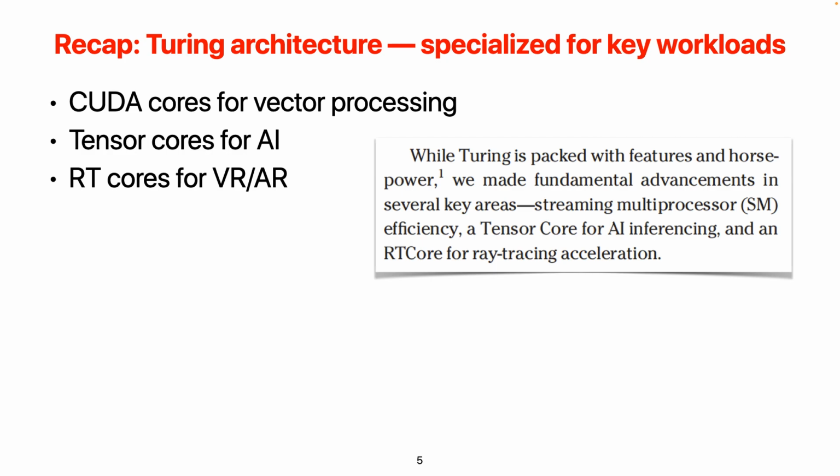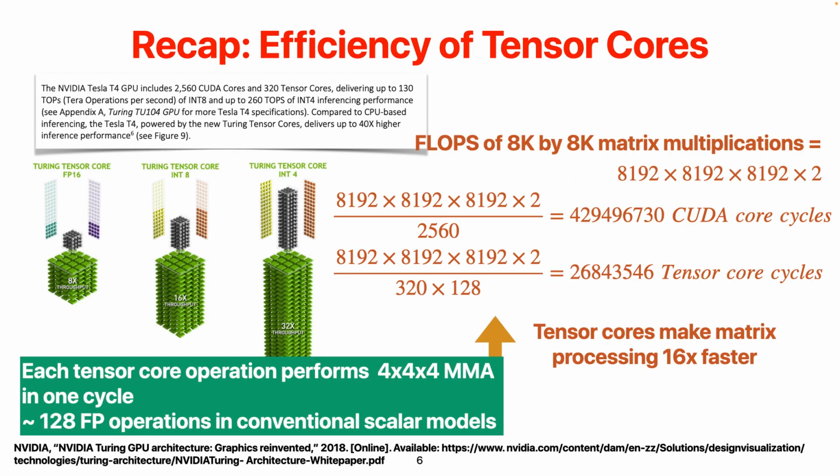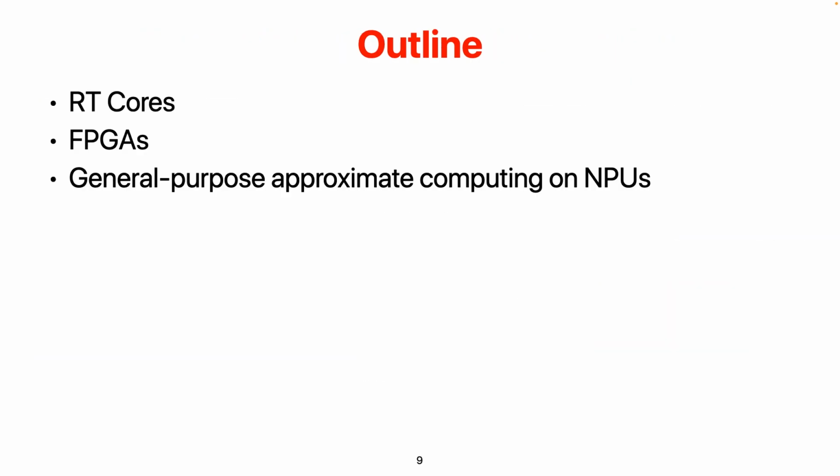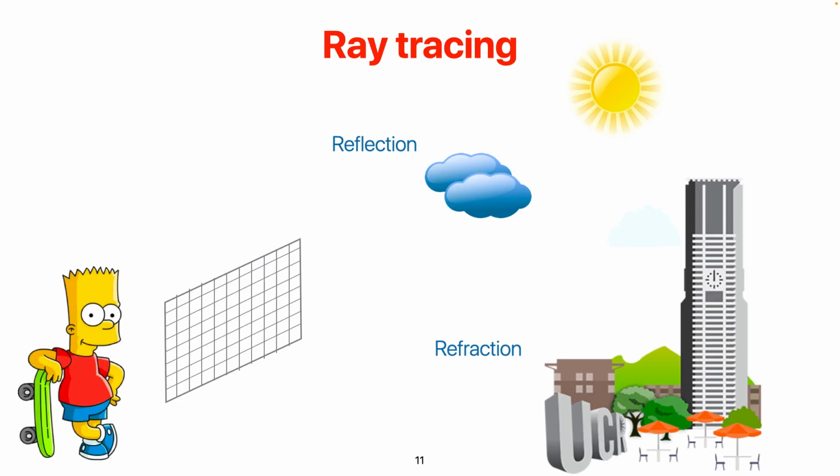Right, so reality is very important. And one important thing to support the reality is the ray tracing algorithm. Last lecture we talked about tensor cores, and now we are going to talk about another type of accelerator existing in the Turing architecture. That is RT cores, and the RT stands for ray tracing. So, what is ray tracing?